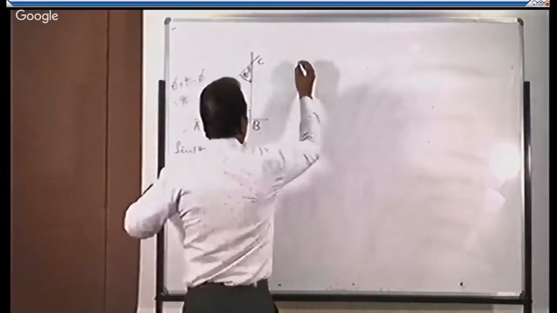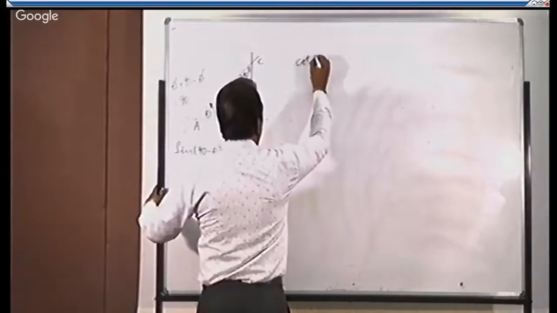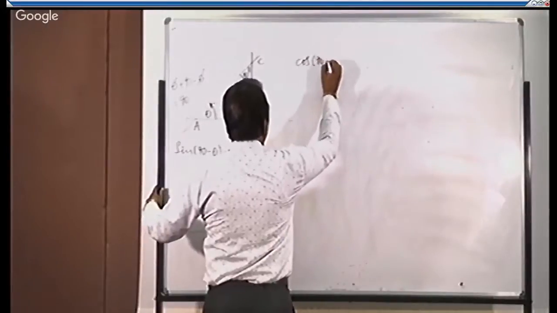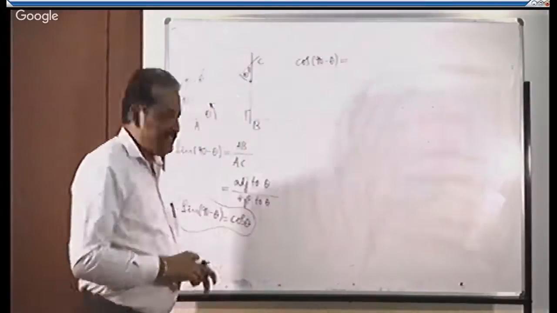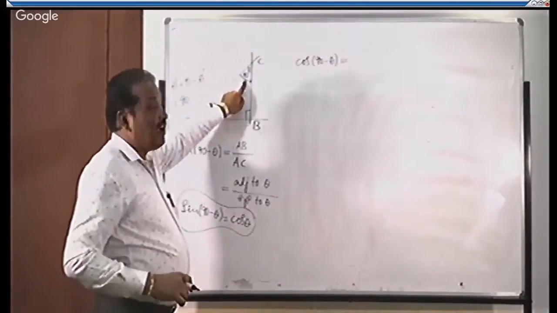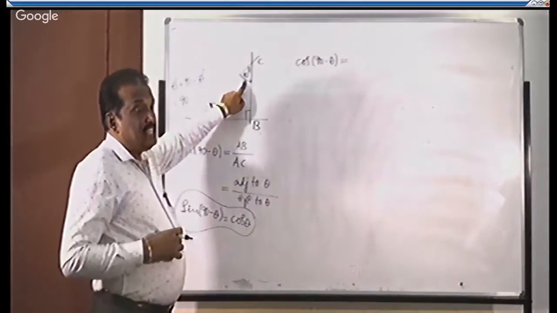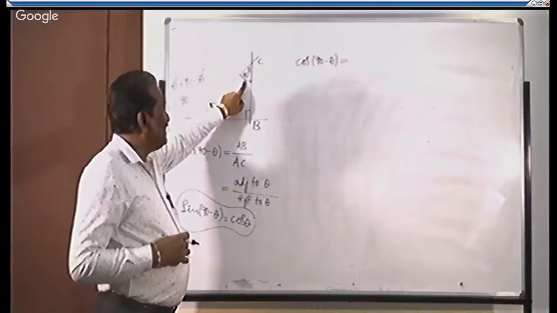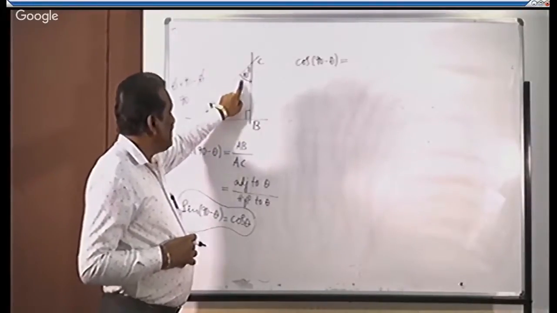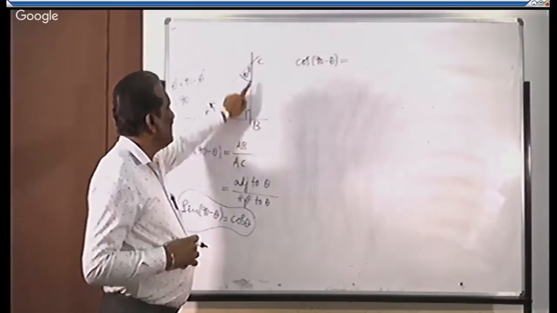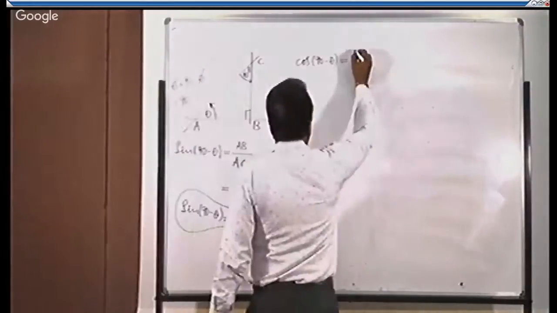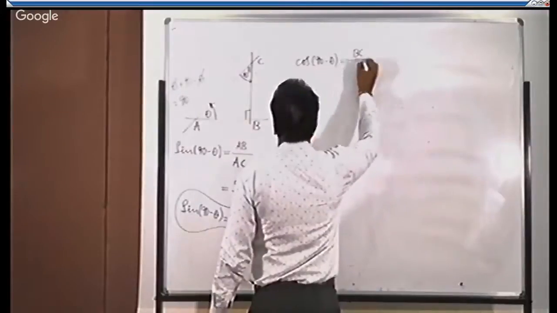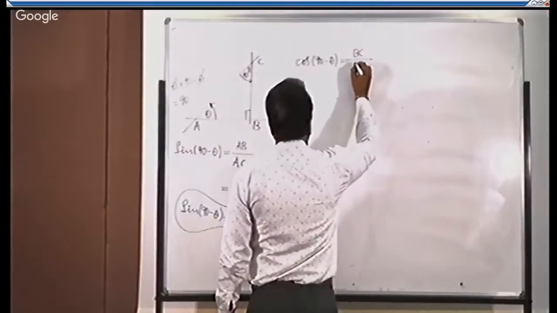Now work out the same concept for cos. I mean, connect the 90 minus theta for cos, and see what it will result in on the right hand side. Let us see. 90 minus theta. Cos means adjacent to hypotenuse. Adjacent to 90 minus theta means it is BC. This is opposite, right? So it is BC. Hypotenuse is AC.